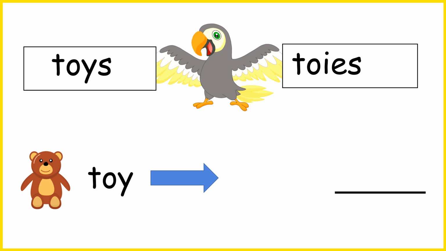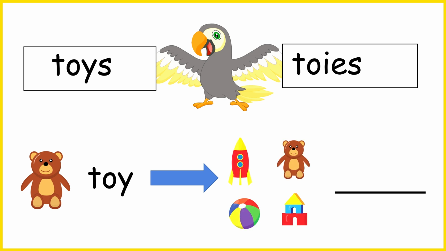How about toy? If I want to turn toy into toys, should I just add an S or should I turn the Y to I and add ES? Good job! We only need to add an S because the letter O is a vowel. And if there is a vowel before the letter Y, we only add S.